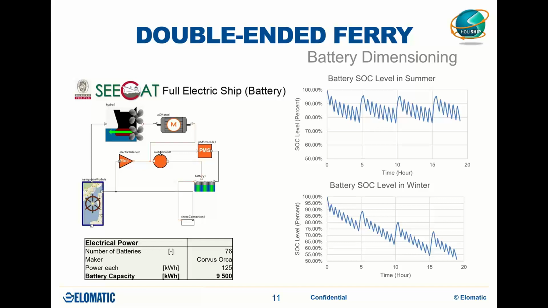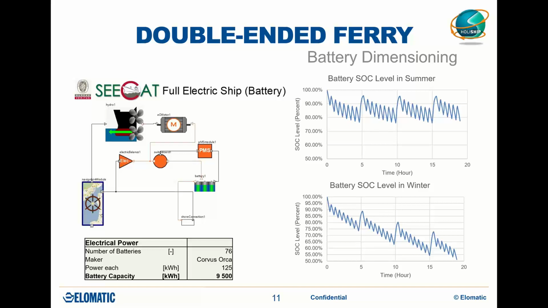In the summer, the resistance obtained from CFD analysis was 1.3 megawatts, but in the winter, the highest resistance was 1.8 megawatts due to ice resistance. When we included hotel loads, the state of charge in the batteries could be simulated at each point, and the simulation results are shown in this slide here.